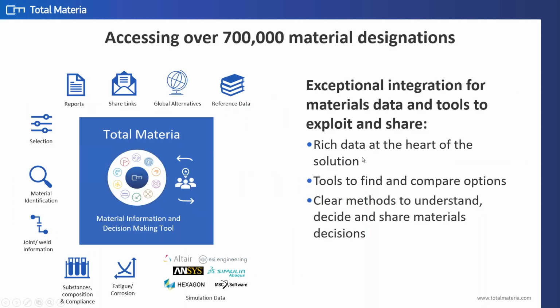So again, just to highlight Total Materia, we have a lot of reference data. Because we have so much reference data, you'll be able to find global alternative materials easily. You can share information, you can create reports, you can do material selection, identify materials. You can find joints data, welding data, corrosion data, weatherability data. You'll be able to see if that material you're going to use is compliant according to a certain regulation. And all of this data that we have inside Total Materia, you can so easily upload onto your simulation tool, for example, ANSYS or Abaqus or Creo or anything that you might be using. And if you don't have access to these tools, very simply, you can just forward it to an Excel sheet and keep it on your desktop or forward it to your colleagues.